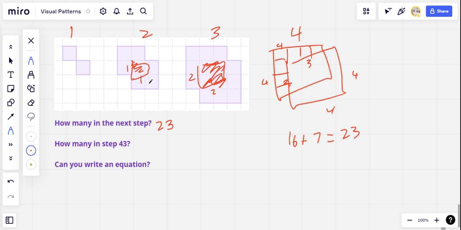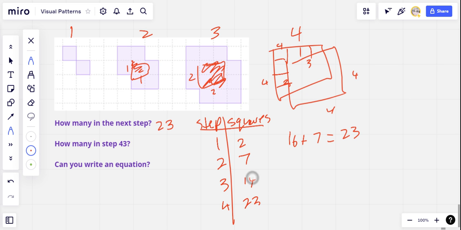Now, when you see squares growing in area from step to step, it suggests that this is not a simple linear pattern. It's probably going to be quadratic. There'll be an x squared. But let's analyze the numbers and see if that's right. I'm going to make a chart here with the step number and the number of squares in each step. And we'll see if this looks like a quadratic according to the numbers. So in step 1, we have 2 squares. In step 2, that's 4, 5, 6, 7. In step 3, 9, 10, 11, 12, 13, 14. And in step 4, we're predicting 23.